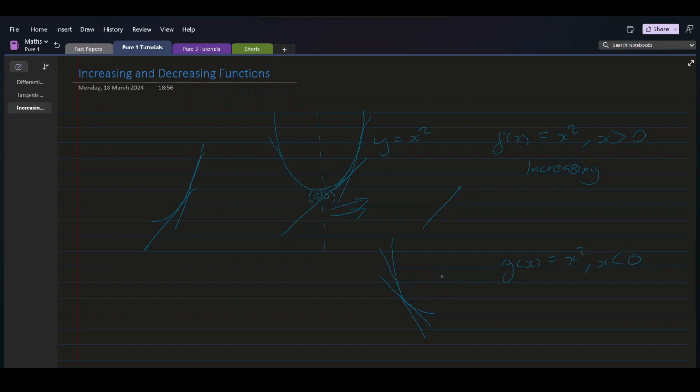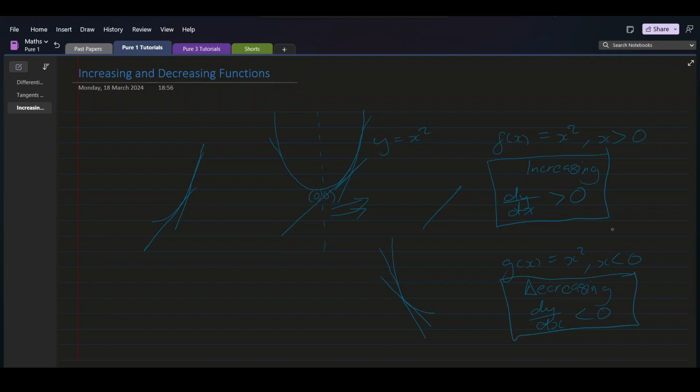So when we talk of an increasing function, we're saying that the gradient, which in other words can be referred to as dy/dx, is greater than 0. Then for a decreasing function, the gradient dy/dx is less than 0. So in a nutshell, that's all that it is. An increasing function has a positive gradient, a decreasing function has a negative gradient.